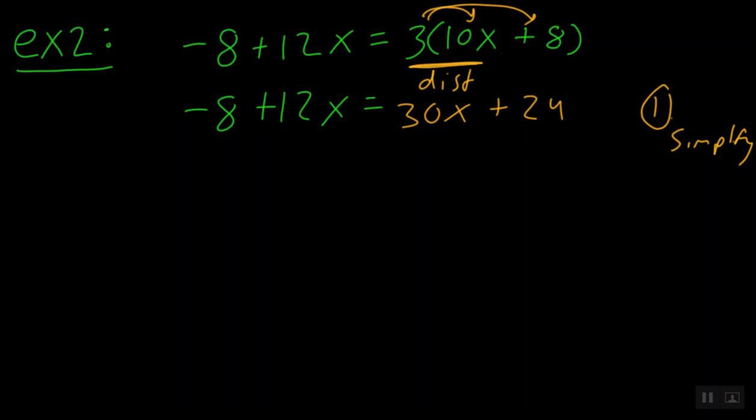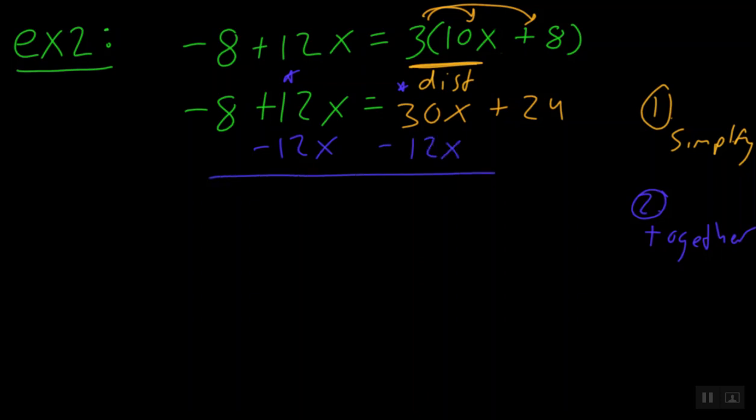All right, let's move on to our next question. Are my variables together? I'll just use the word together. And no, we can see that the 12x and the 30x are separate. Now, which one would you move, the 12x or the 30x? Well, the better idea would be to move the smaller one. And so we can subtract 12x from both sides.